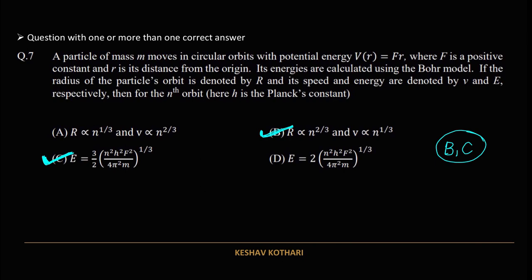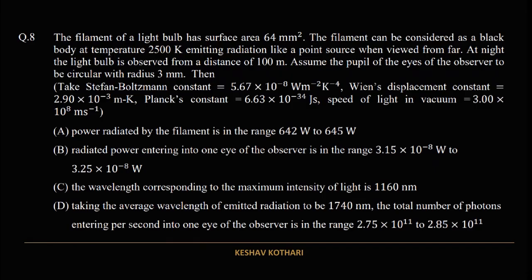Let us deal with the next problem. The next one is a very interesting problem. It is stating the filament of a light bulb has surface area 64 millimeter square. The filament can be considered as a black body at temperature 2500 Kelvin, emitting radiation like a point source when viewed from far. At night, the light bulb is observed from a distance of 100 meter.